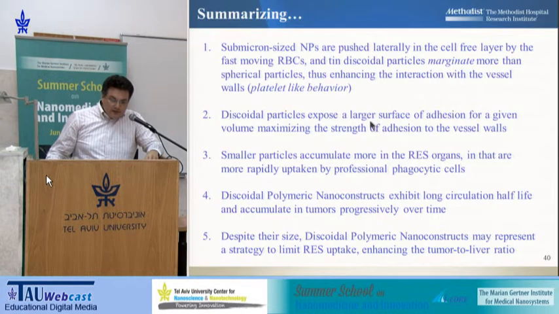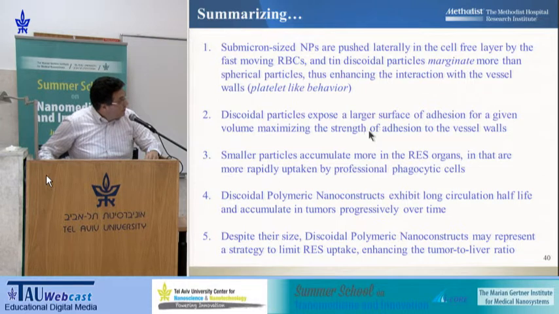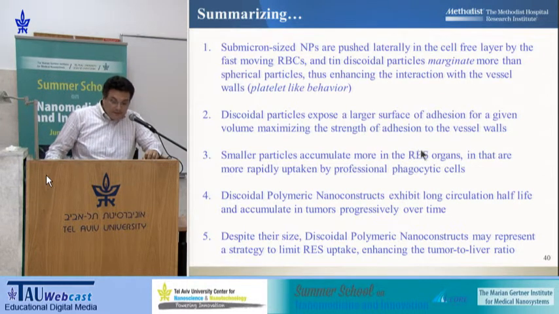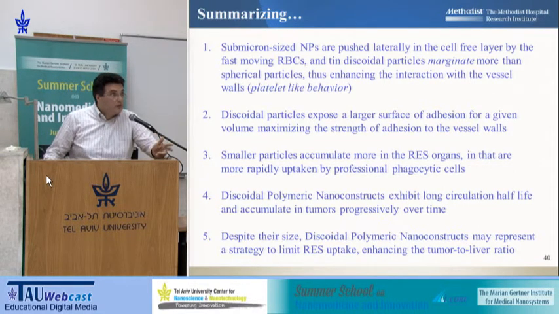So I guess that if we want to summarize this first portion of the talk, clearly what we need to keep in mind is that if you want to target the vasculature, I'm going to repeat it again, if you want to target the vasculature, discoidal particles in a sub-micron size are actually more effective than any spherical particle because of the margination dynamics, because of the interaction with the red blood cells, because of the adhesion to the vessel walls.